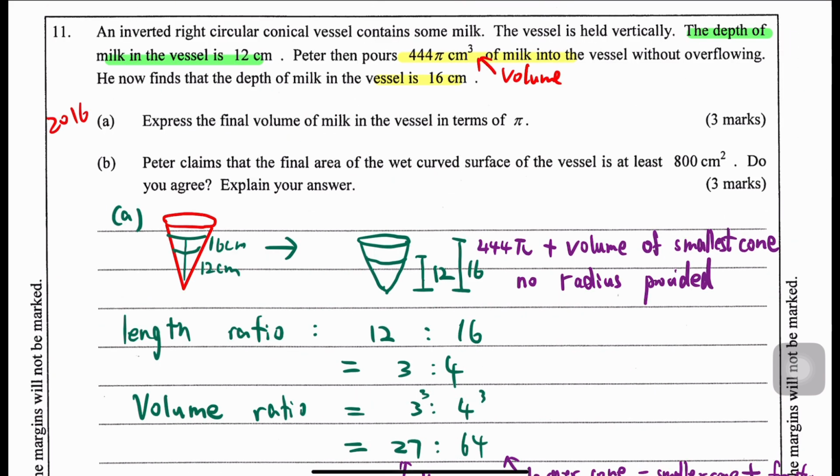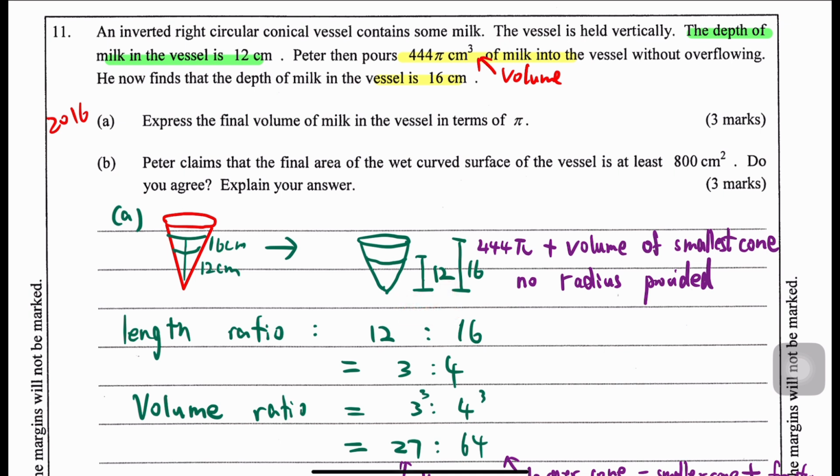B, asking, Peter claimed that the final area, so now it's finding the area, of the wet surface area of the vessel is at least 800 cm². So it means that we only need the part with milk. So we do not need to find out, and actually we cannot find out, the total height of the vessel, okay? So the height here we already have is 16. And then how do we find this curved surface area? We can use πrl.